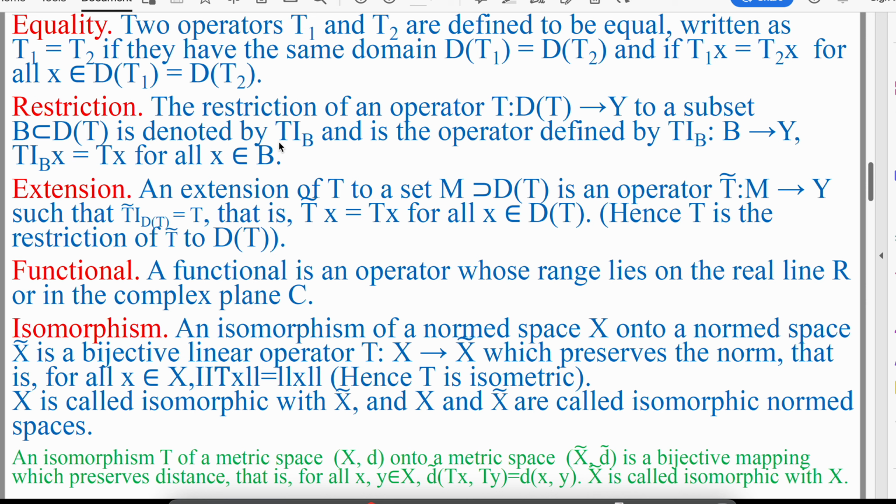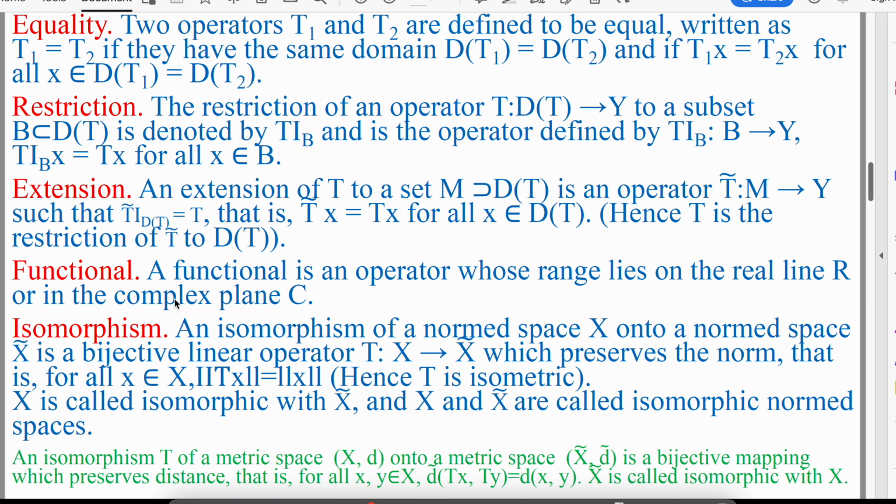And what is extension of T? Extension of T to a set M which contains domain of T is an operator, we have denoted it by T bar, which is from the set M to Y, such that restriction of T bar to the subset D(T) is equal to T. That is T bar x equal to Tx for all x belonging to D(T). Here it means T is the restriction of T bar to domain of T.